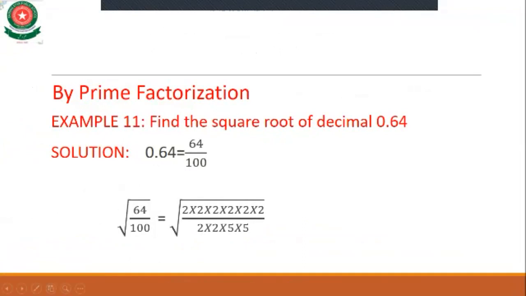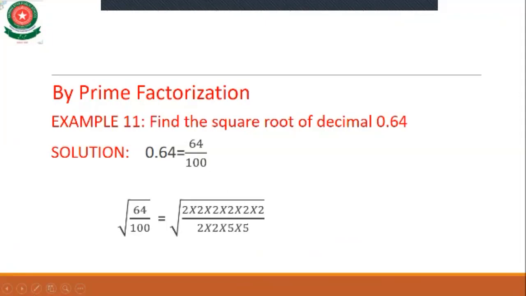For the point, we write 1 in the denominator, and for 6 we write 0, and for 4 we also write 0. So we get 64 by 100, and we take the square root of 64 by 100. Next step is we make the factors by using the LCM.